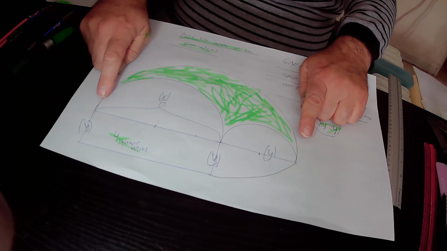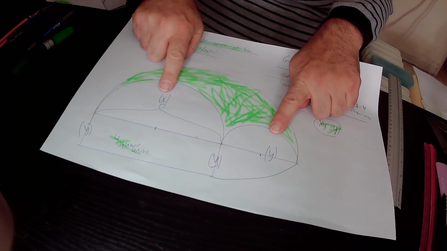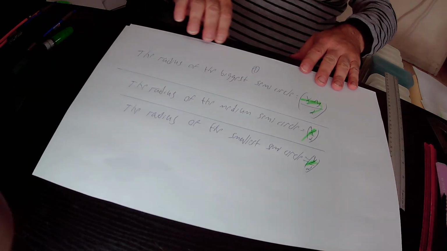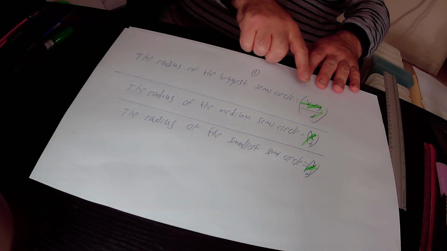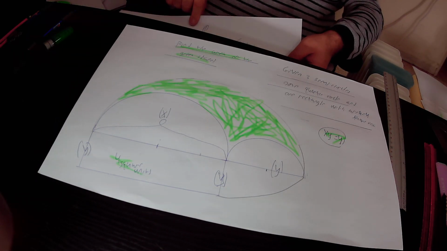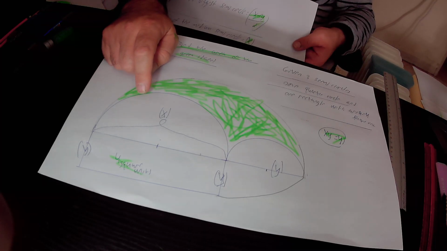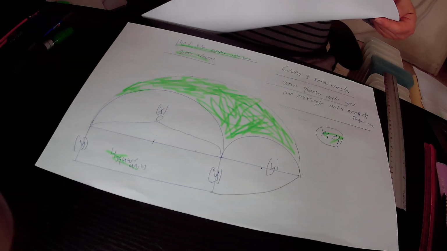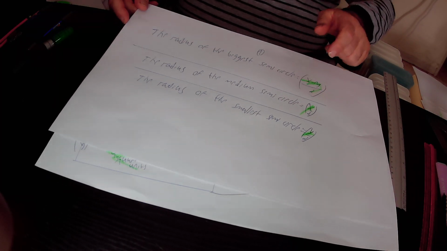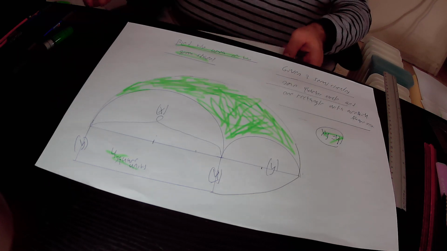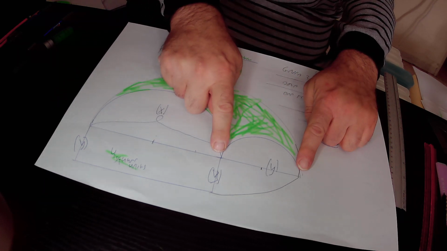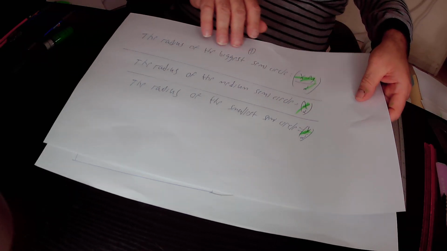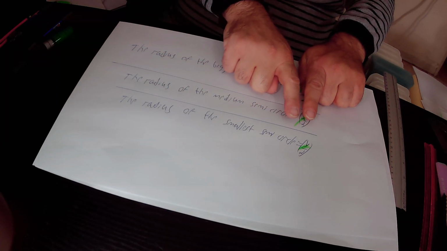So we have here the diameter of this biggest semicircle equals x plus y. Therefore the radius is x plus y over 2. So again, the radius of the biggest semicircle equals x plus y over 2 units in length. The diameter of this medium semicircle is x, therefore the radius is x over 2. And again, the radius of the medium semicircle equals x over 2 units in length. And finally, the diameter of this smallest semicircle is y, therefore the radius is y over 2. And again, the radius of the smallest semicircle equals y over 2 units in length.